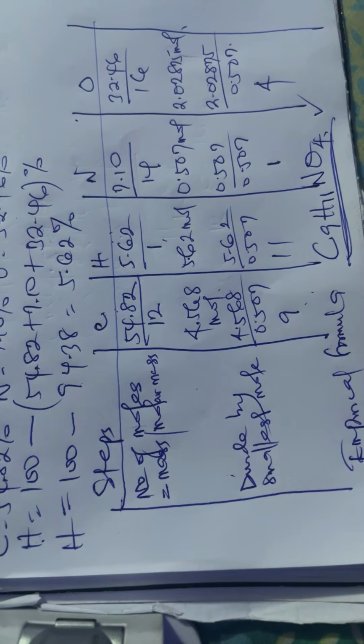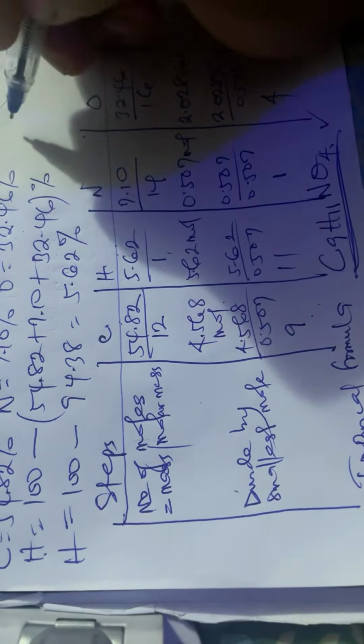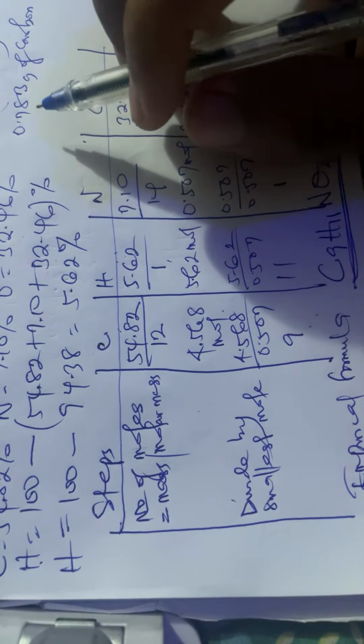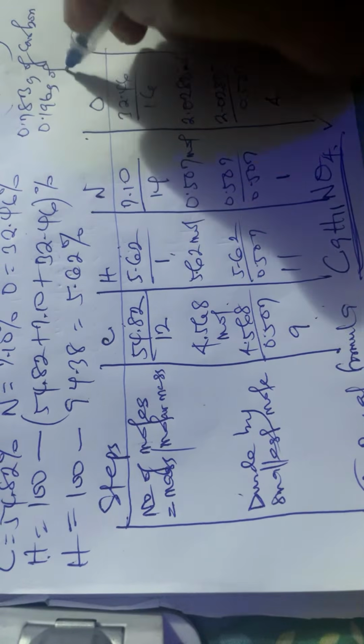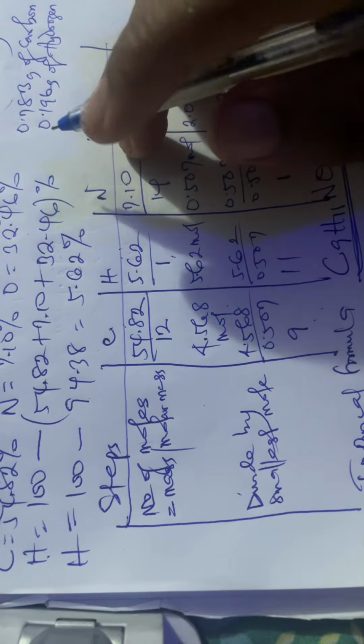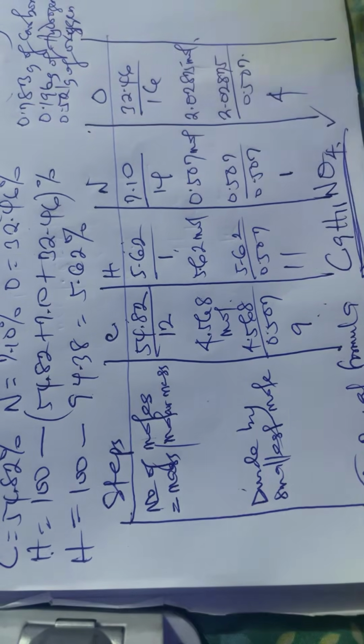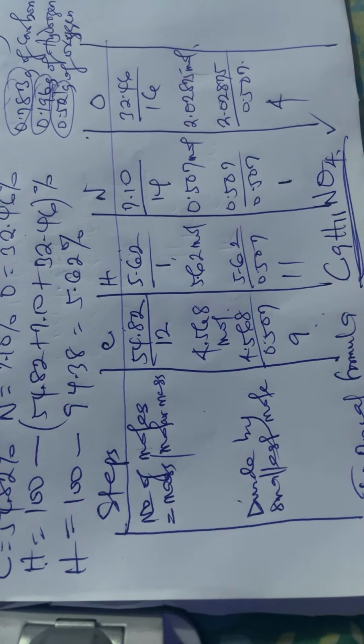You can just take this down. I will dictate it. What is the empirical formula of a compound that contains 0.783 grams of carbon, 0.196 grams of hydrogen, and 0.521 grams of oxygen?